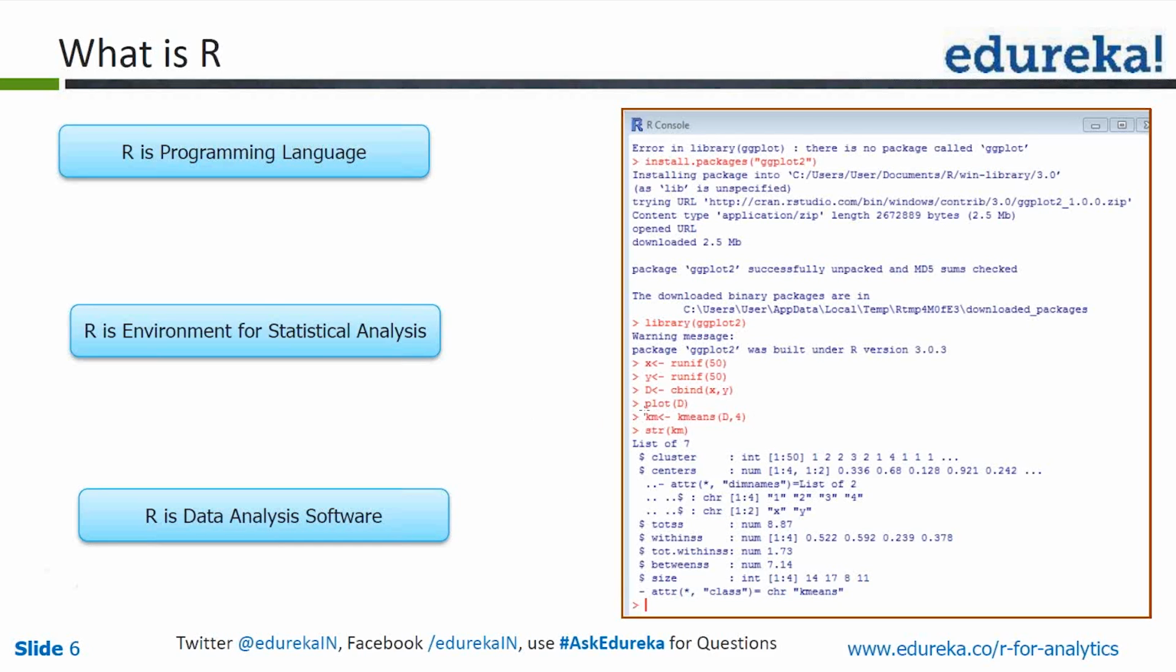And if I wanted to look at this particular k-means result, I'm just going to look at the structure of it, which tells you the number of clusters, the centroids, the total sum of squares, within sum of squares, total within sum of squares, between sum of squares, and the size of the clusters, and various other attributes. It's so simple. In one single line, you can write a complex algorithm.